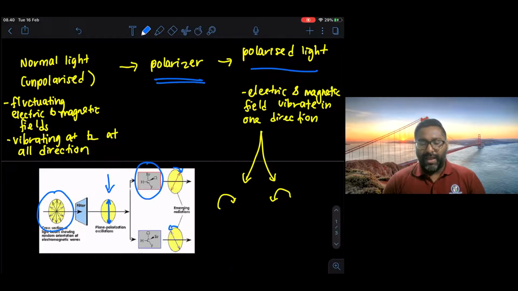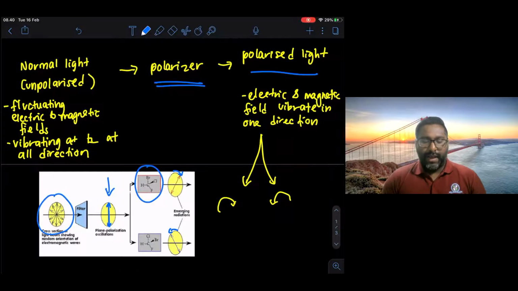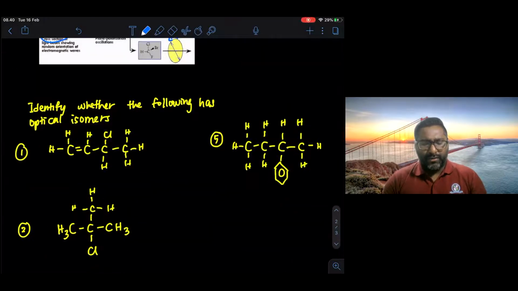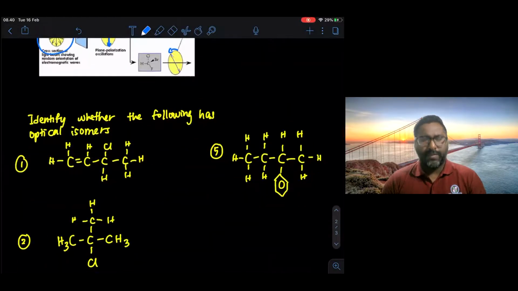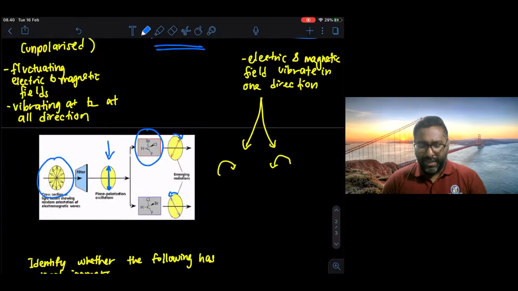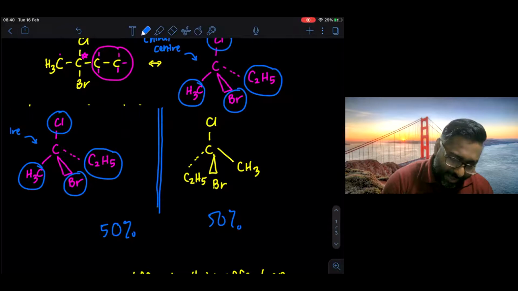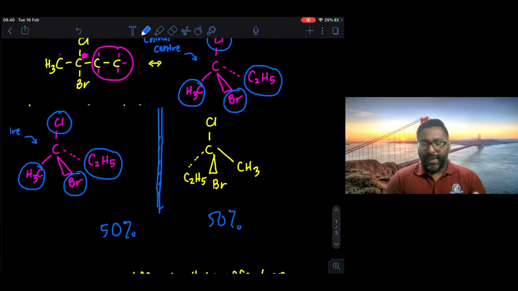So this is going to be how the optical isomers differ in their effect in polarized light. Now, it is important to learn how to draw, how to show the optical isomer using the mirror image method. So we need to draw the mirror somewhere here, and then we try to have them arranged, and draw the perfect mirror image of the sample.